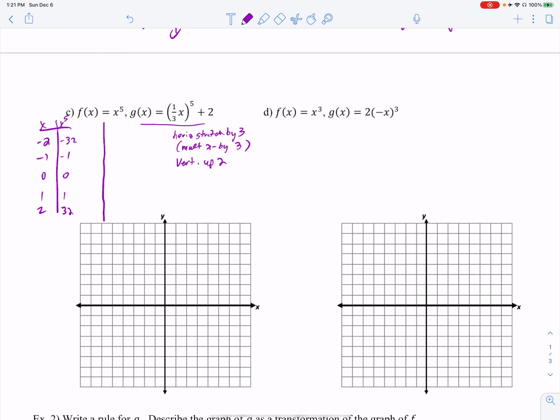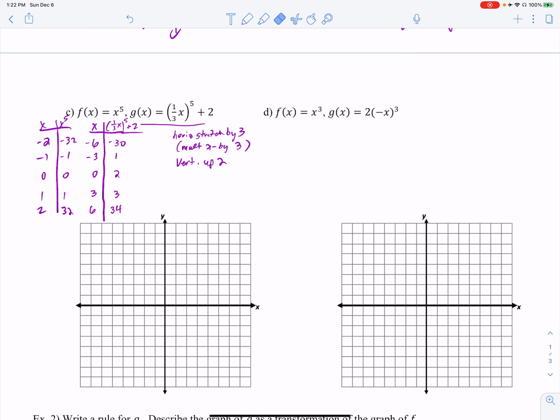So under that transformation, we have x and we have this 1/3 x to the fifth plus 2. All the x's are going to be multiplied by 3. So we have a negative 6, a negative 3, a 0, a 3, and a 6. And then we're moving it up vertically 2 units. So this would be at negative 30. This would be at 1. This would be at 2. This will be at 3. And then moving it up, this would be at 34.